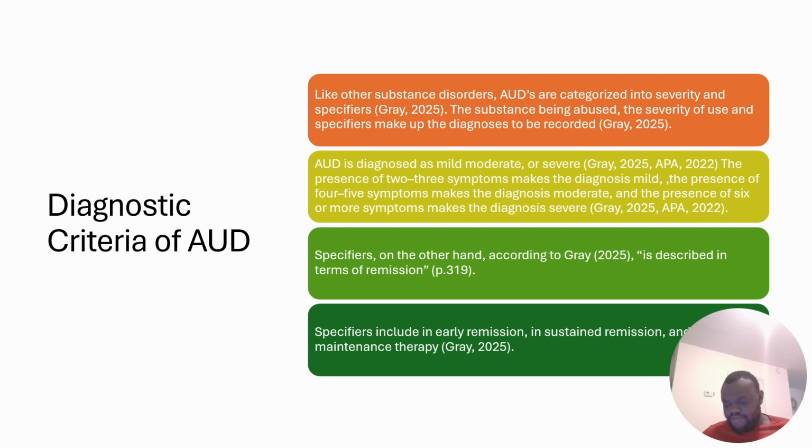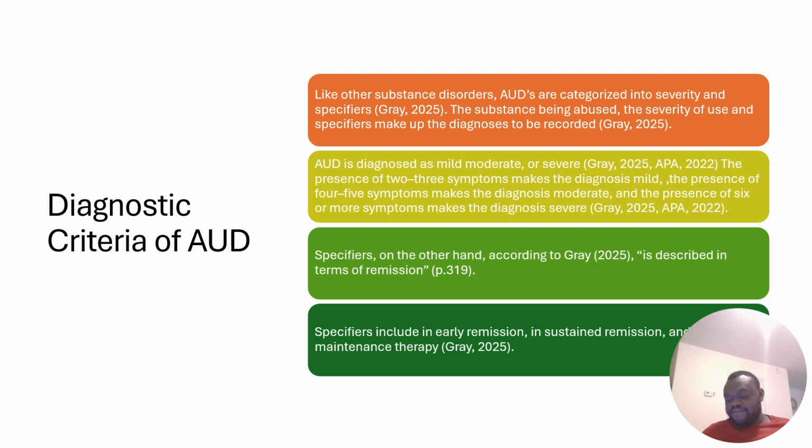However, Gray described early remission as meeting the criteria for at least 3 months, but for less than 12 months, and sustained remission is used after full criteria for substance use disorder were previously met, but currently none of the criteria have been met during a 12-month period or longer.